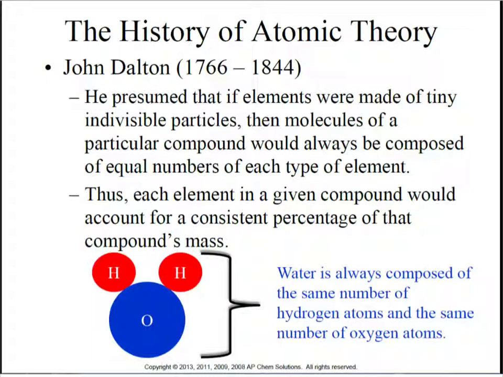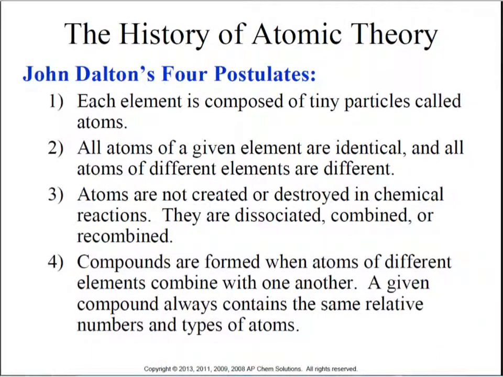So water, since it's always 88.8% oxygen and 11.2% hydrogen, he proposed then, since we know the masses of those two, that there would be 2 hydrogens for every 1 oxygen. So John Dalton published a paper in 1808. It was called A System of Chemical Philosophy, and in it were these 4 postulates of the atomic theory.